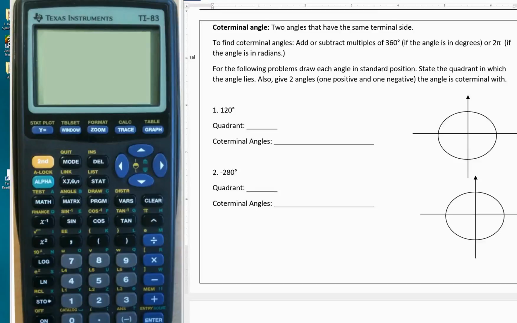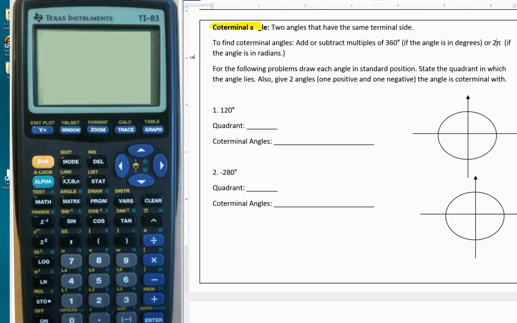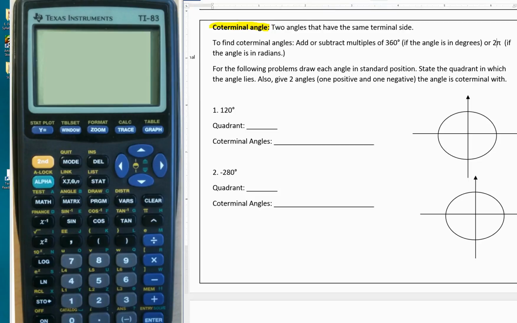We're going to look at a new definition here, and our definition is for the word coterminal. We say two angles are coterminal if they have the same terminal side, so if they kind of land in the same place. Here's how we'll find two coterminal angles. To find coterminal angles, add or subtract multiples of 360 if the angle is in degrees, or 2 pi if the angle is in radians.